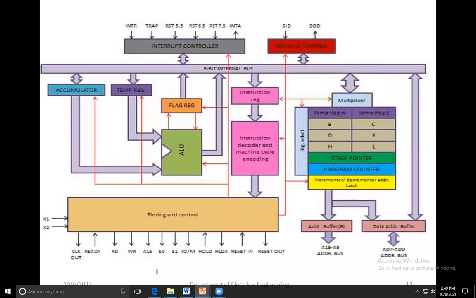Okay, so what are the parts of this 8085? One is the interrupt controller. We discussed previously what the interrupt controllers are. 1, 2, 3, 4, 5. These are the interrupt controllers, and these are the 5 interrupts, 1, 2, 3, 4, and 5, and this is called the interrupt.